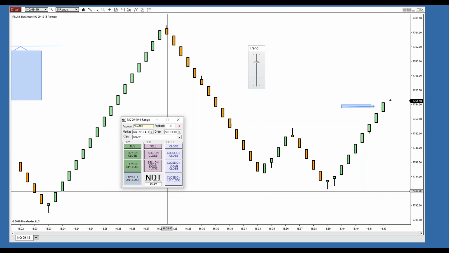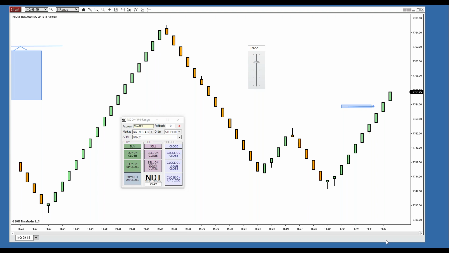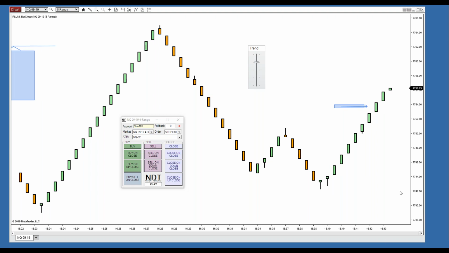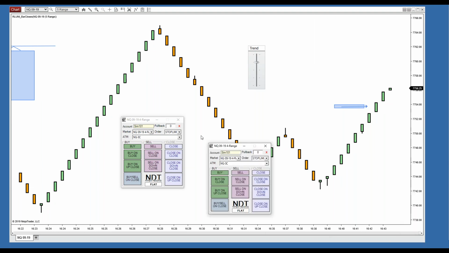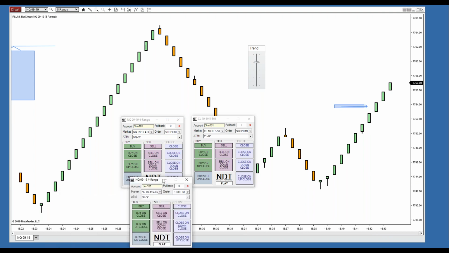I'm trying to think if there's anything else that I have. Again, you can trade multiple instruments. I only have the NQ activated, but you can have 9 or 10. Now, what you can do, I'm going to bring up a few NDTs, is you can have multiple NDTs up. Here's another one, and you can set this on crude. And there's another one somewhere around here. I think I might have dropped it. Let me find it. And let's say you want to set this on the E-mini.